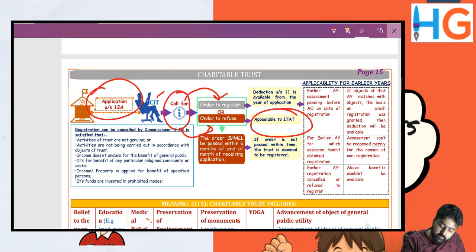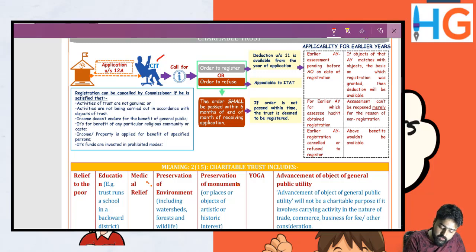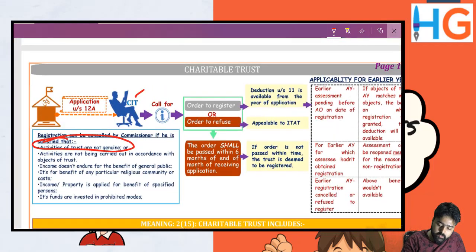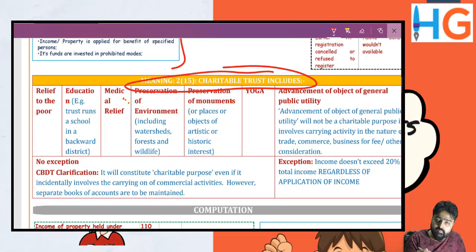Now, if registration has been granted and later on the CIT comes to know that the activities are not genuine, that they are only on paper for the purpose of registration and claiming exemption, that the assessee had mentioned certain objects but they are not real, then the CIT will cancel the registration. So under similar conditions like this, the CIT will cancel the registration. After this, this is a charitable trust, meaning relief to the poor, education, medical relief, preservation of environment, monuments, and yoga.